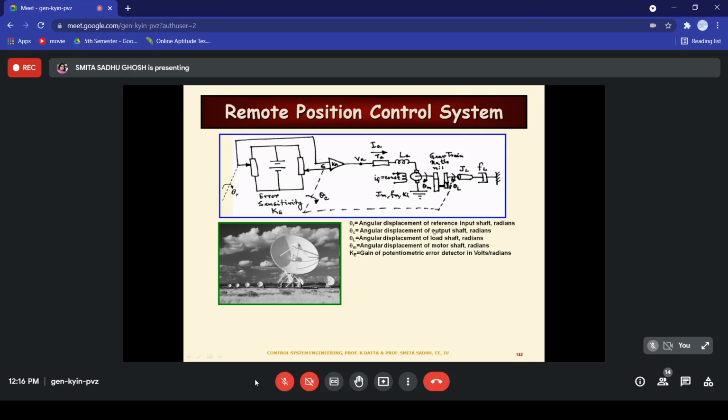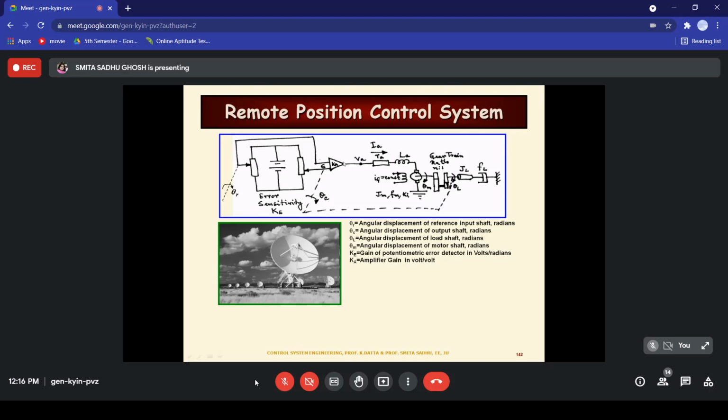If theta r, theta c and theta l, etc., were in degrees, then KE would have been in volts per degree. So KE is the gain of the potentiometric error detector, also known as the sensitivity of the error detector that we've already studied.